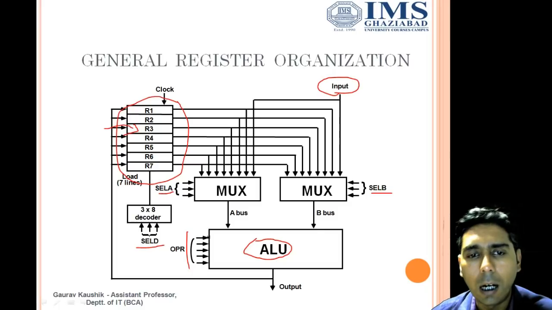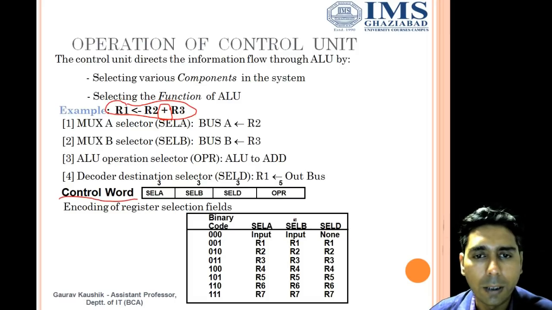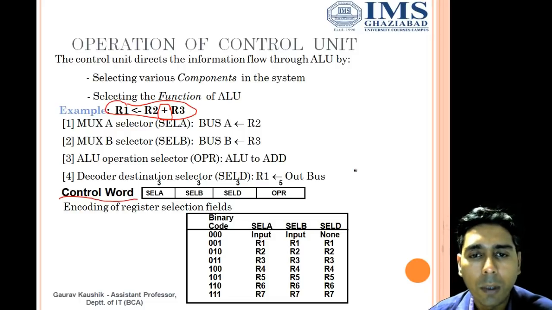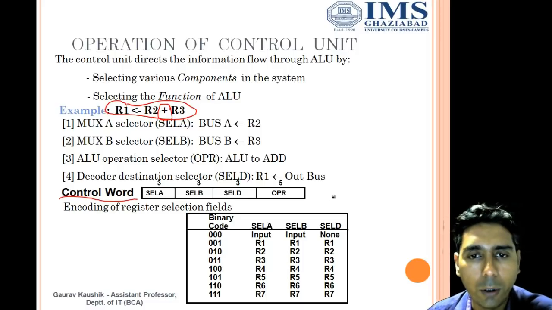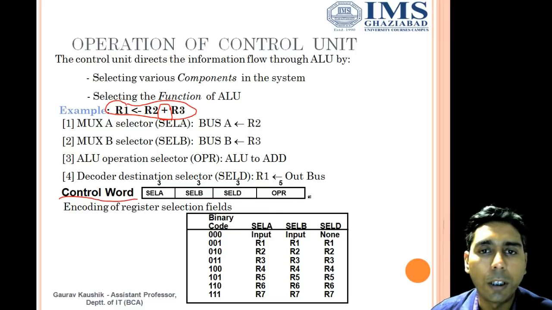All these R1, R2 and R3 are selected based on the selection lines, based on this control word which is generated by the CU. So the CU generates this control word and provides it to the ALU, and on the basis of these selection lines as well as the operation lines, the ALU performs certain tasks.